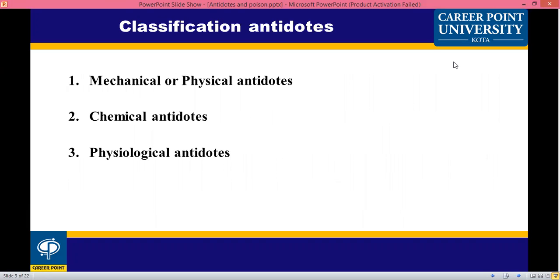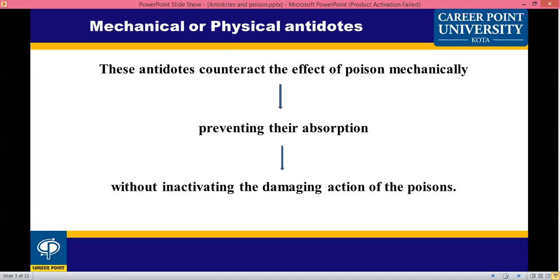The antidotes are classified in three ways. First one is mechanical antidotes. Second one is chemical antidotes. Third one is physiological antidotes. These are the three types of antidotes.